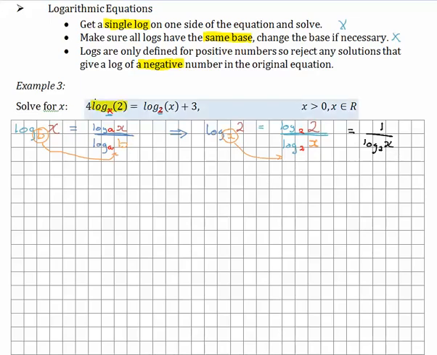So that is what we're going to turn all this into. Log base x of 2 is equal to 1 over log base 2 of x. So if I rewrite the question, it'll look like this: 4 times 1 over log base 2 of x is equal to log base 2 of x plus 3.